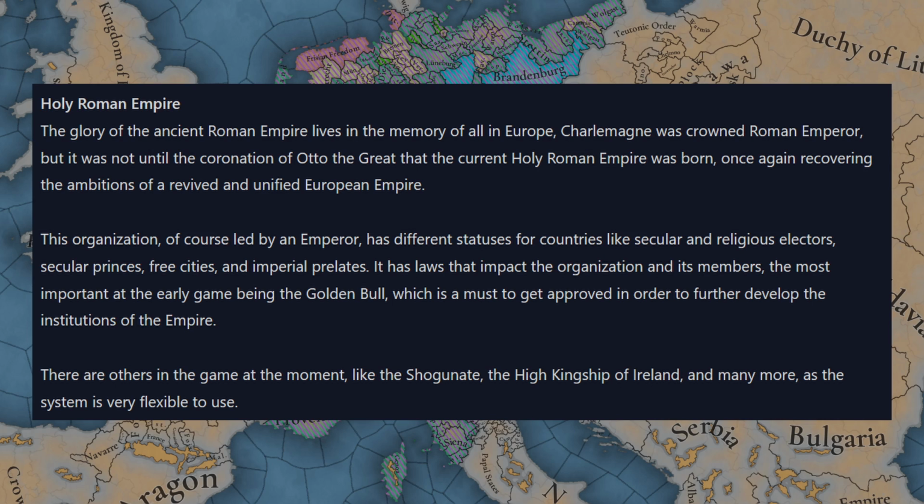So as we said at the beginning, this system can be used for many different things, coalitions, the HRE, I imagine maybe some trade affiliations and things like that could fall under this as well. So it does look like this is a very flexible system, and with it being fully moddable, I can only imagine what some mods are going to do with this. It's going to be very interesting to see.